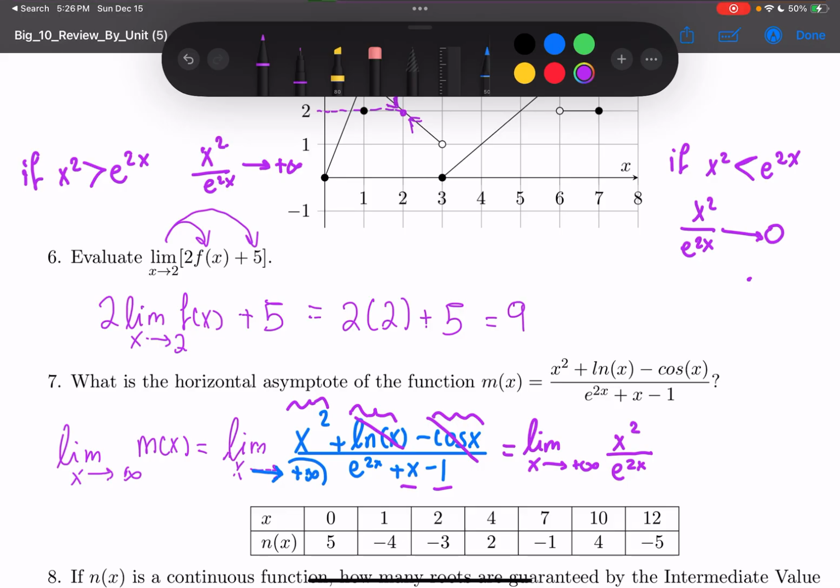So which one is it? We know that a quadratic function has slower growth than an exponential function, which means that x to the power of 2 is always smaller than e to the power of x. However, e to the power of x is doubled in this case because we have e to the power of 2x, which means that x to the power of 2 is definitely smaller than e to the power of 2x. So that means this function is going to end up going to 0, because e to the power of 2x is bigger than x to the power of 2. So you can write so over here: y equals 0 is a horizontal asymptote.